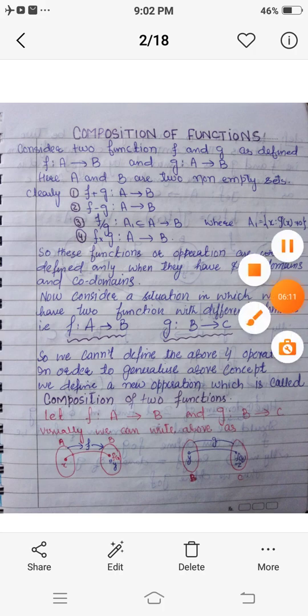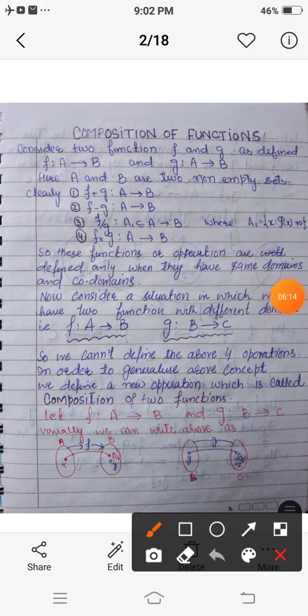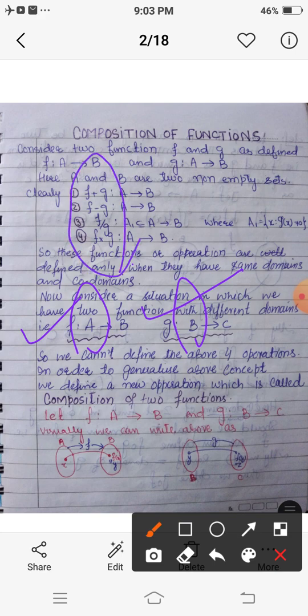Now consider a situation where we have two different functions with different domains. Like if we consider f from A to B and g is another function from B to C, this means that the domain of f is different from the domain of g. So we cannot define the sum function, difference function, f by g or f into g, which is called the pointwise multiplication. We can define these four functions only when the domain of both functions is the same.